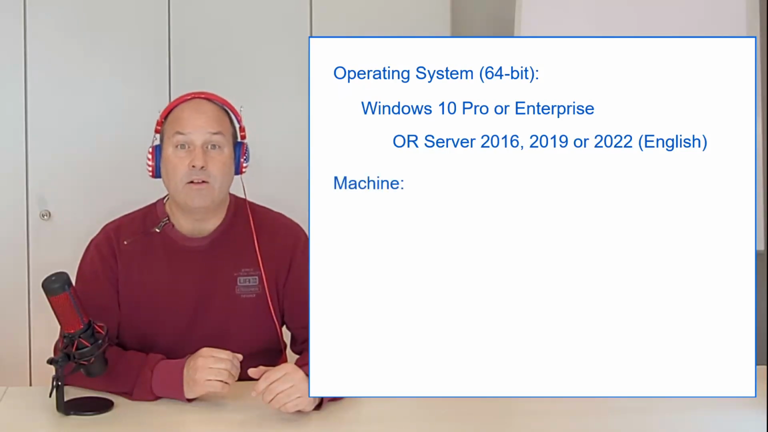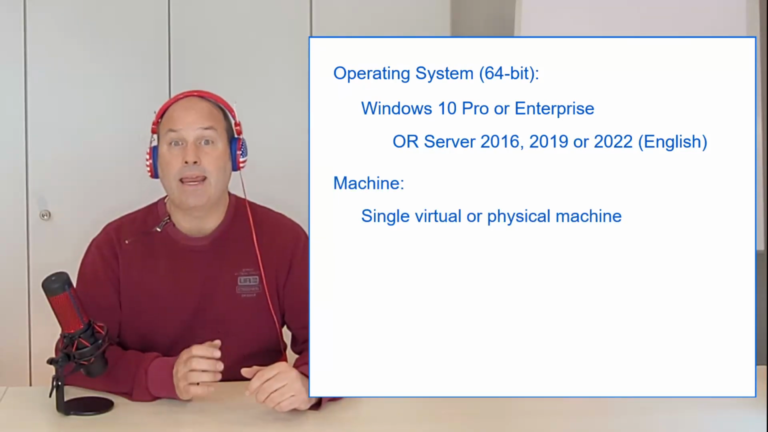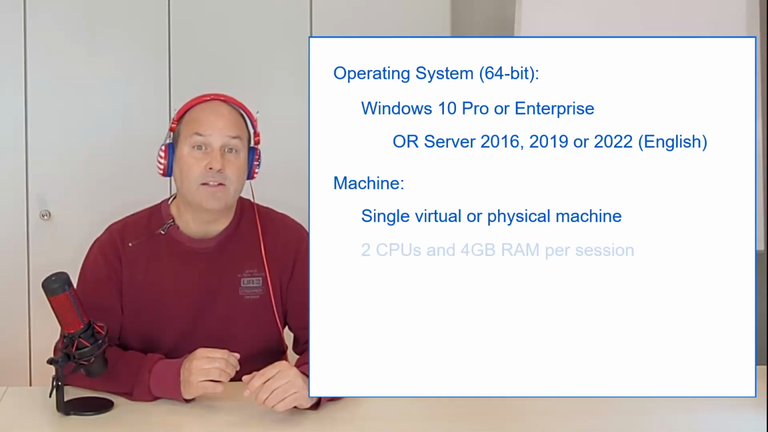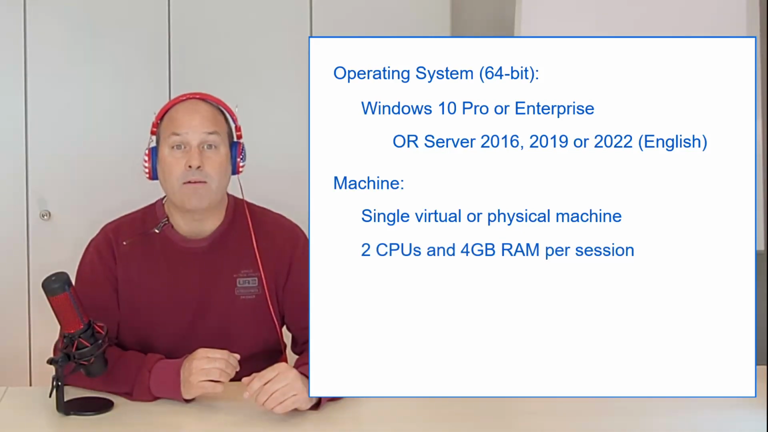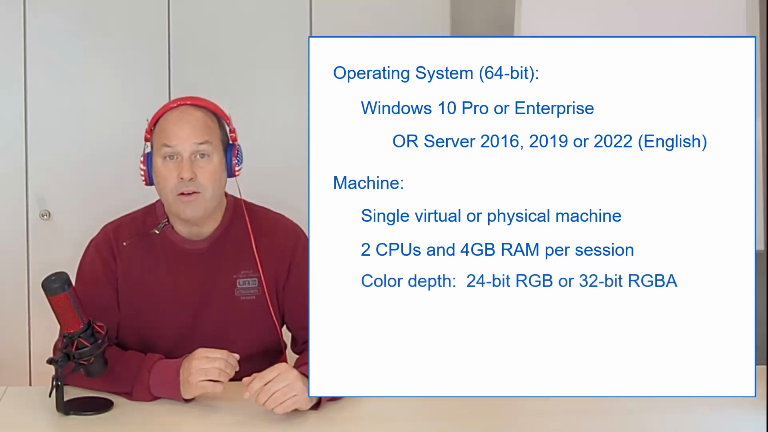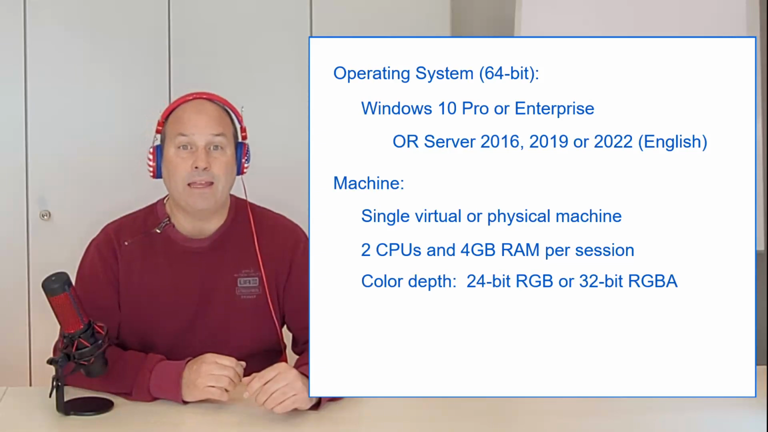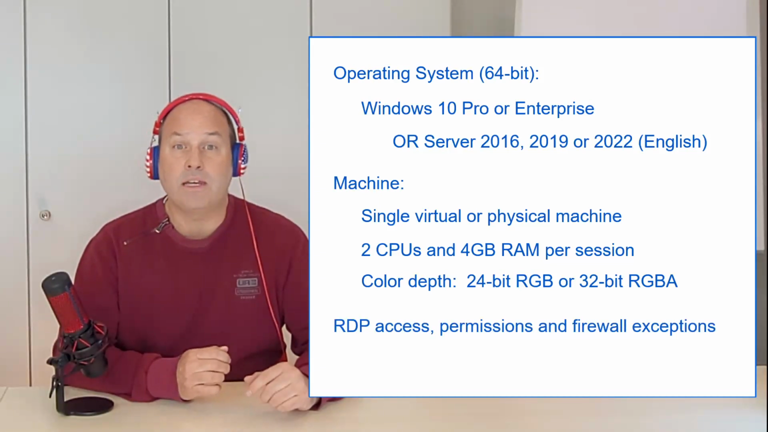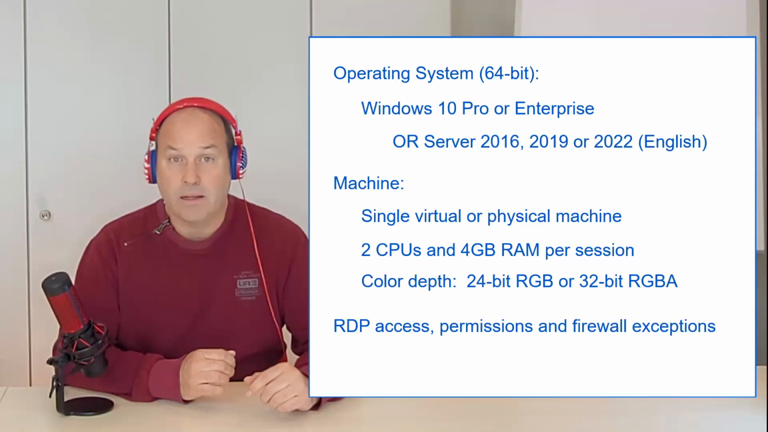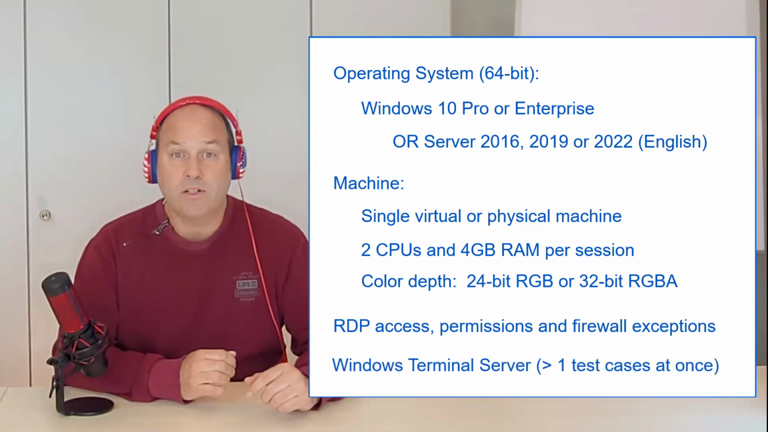You should have a single virtual or physical machine dedicated exclusively to running Alyvix Service, with 2 CPUs and 4 GB of RAM for each session. The screen color depth should be 24-bit RGB or 32-bit RGBA. Finally, each user-defined session will also need RDP access to the machine, including any appropriate permissions and firewall exceptions, and requires Windows Terminal Server if you need to run multiple test cases at once.